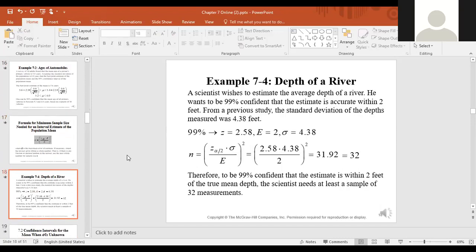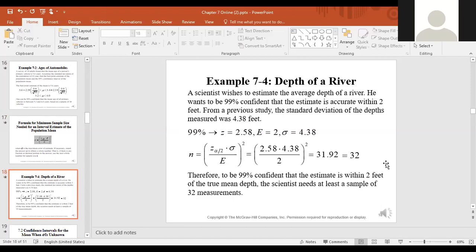A scientist wishes to estimate the average depth of a river. He wants to be 99% confident that the estimate is accurate within 2 feet. This means the margin of error is 2. From a previous study, the standard deviation of the depth measure was 4.38. So now we are going to remember that for 99%, the Z alpha over 2 is 2.58. So E is 2 and sigma is 4.38. We replace into this formula to get the sample size 31.92, which we will round up to 32.